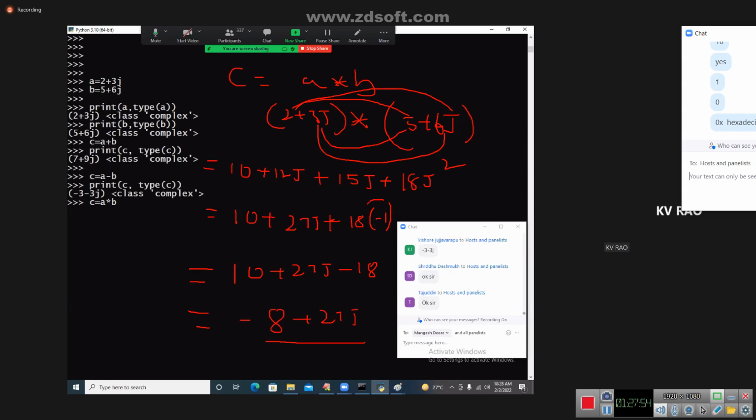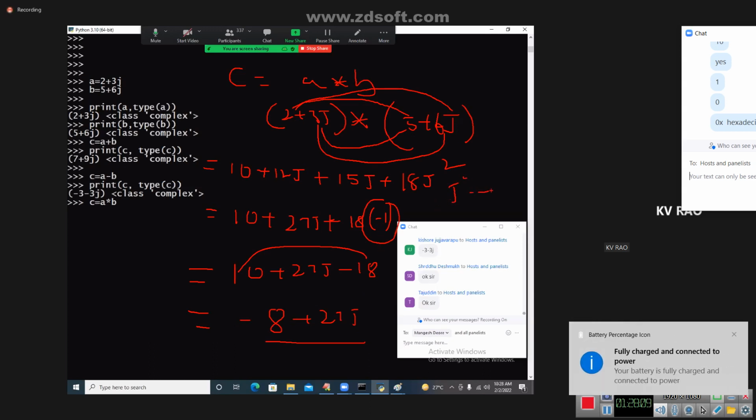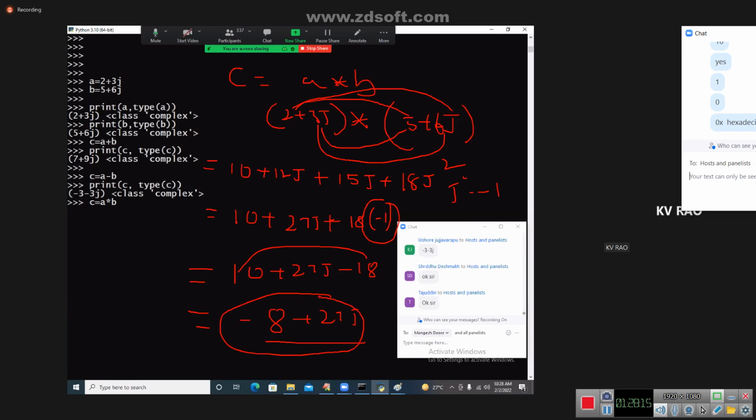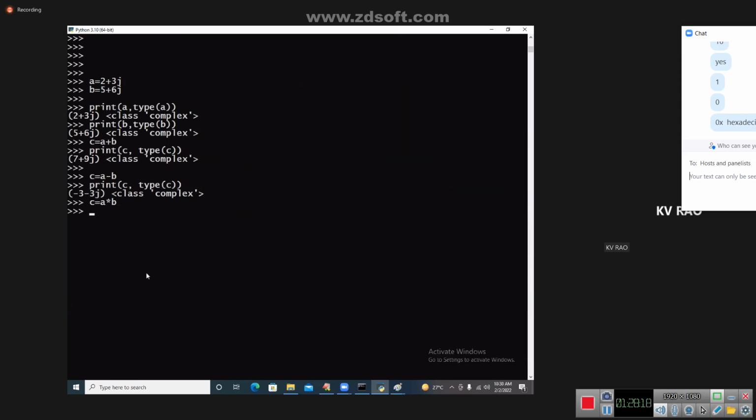If you take it as a 1, you will get 28 totally. See, where is 28, where is 8? Abdul Basit, 28 plus 27j is a blunder. So it is minus 1. j square is equal to minus 1. Abdul Basit, that is the wrong answer. Minus 8 plus 27j is the correct answer. Print of C, see that minus 8 plus 27j is the correct answer. Abdul Basit, are you getting it?